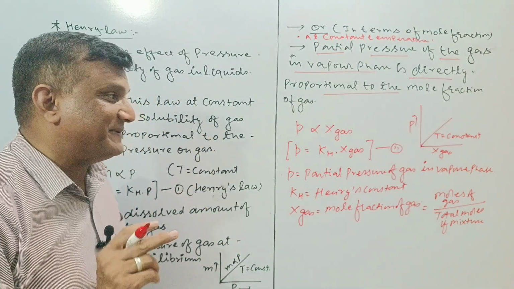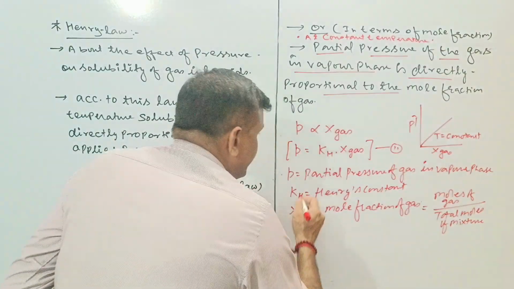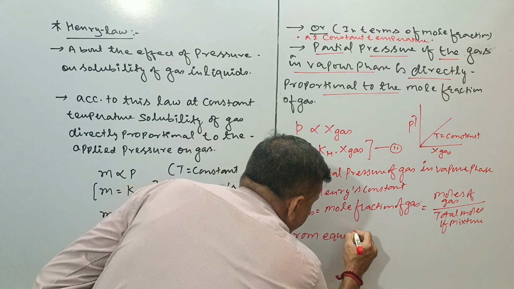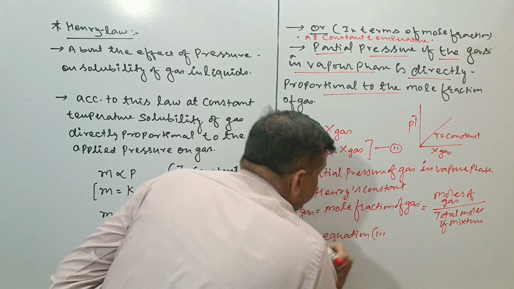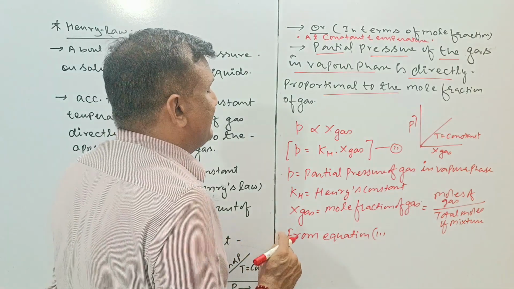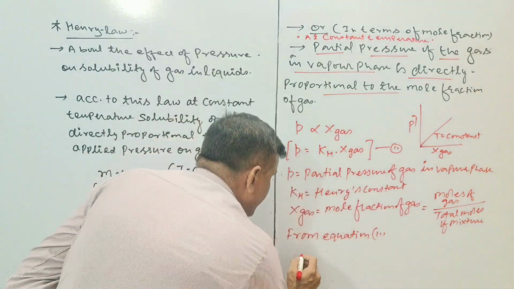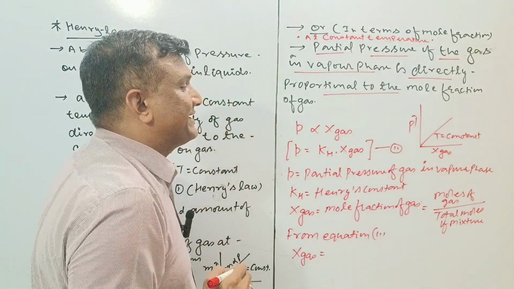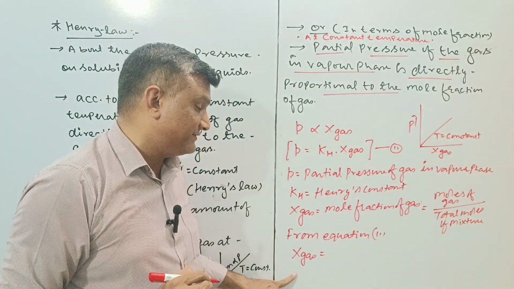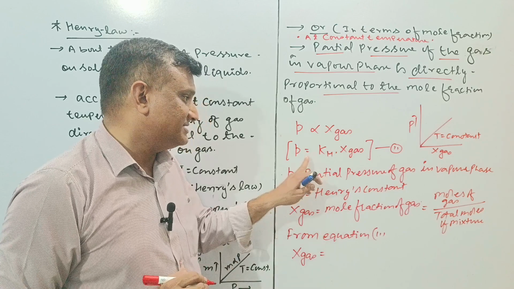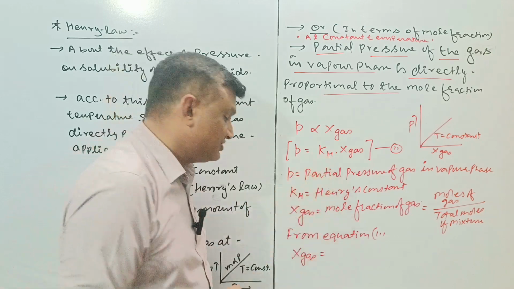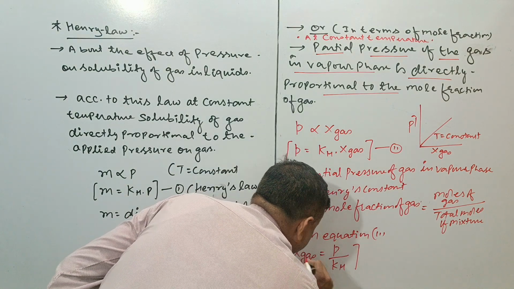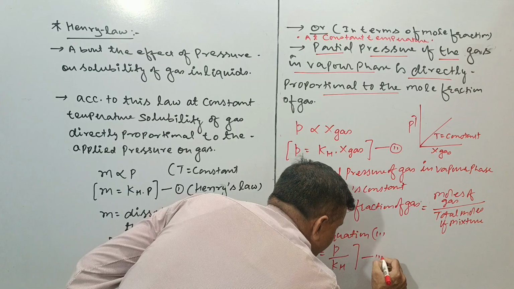If we go with the specific thing, from equation second, if we calculate the value of x of gas, meaning the mole fraction of the gas, then it will be P upon KH. This is your equation third.